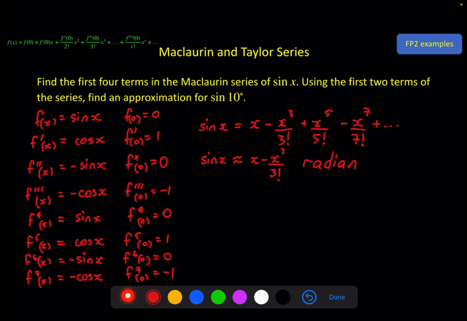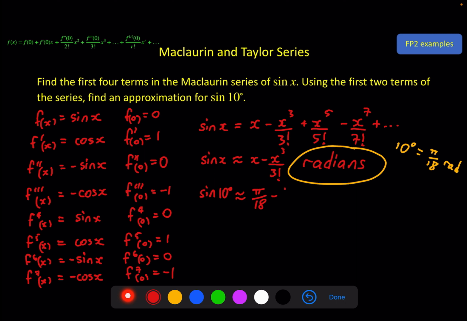Even if the question gives it to you in degrees, you must change this into radians when you put it into a series expansion. So 10 degrees is the same as pi by 18 radians. So that's what I need to use here. Putting that in then, you get pi by 18 all cubed divided by 3 factorial, which is 6.